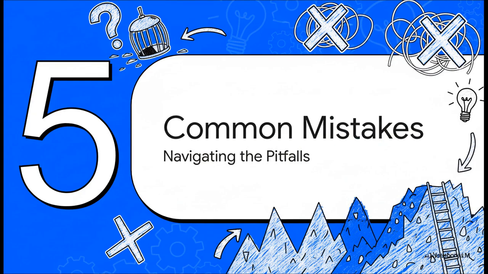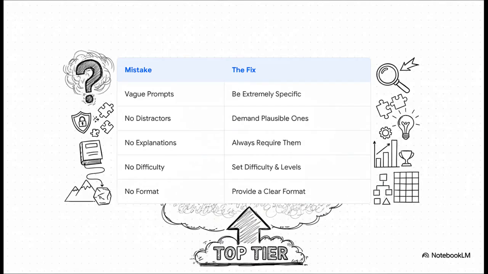Now, to make sure you get this right from the very beginning, let's quickly go over the most common traps that people fall into. Knowing what not to do is just as important as knowing what to do. Okay, look, almost all bad results come down to one of these 5 mistakes. Vague prompts give you vague questions, so you have to be super specific. If you don't ask for good, plausible distractors, you won't get them.